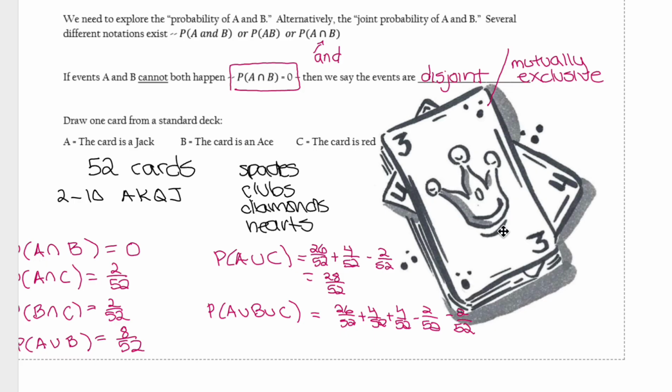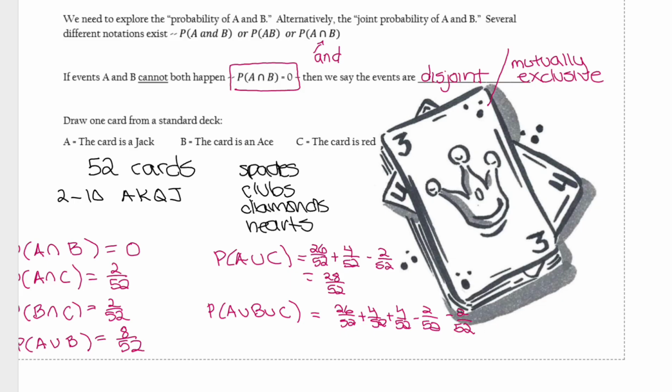Second, let's take a look at the probability of A and C. Now we want a card that is both a jack and red. There are 2 red suits, hearts and diamonds. Each has 1 jack, so there are 2 red jacks. So the probability is 2 out of 52. The probability of B and C, same idea, but now for aces. There are 2 red aces, so the probability is also 2 out of 52. And the probability of A or B. Now we're looking for a card that is a jack or an ace. There are 4 jacks and 4 aces, and none of them overlap. So the total is 4 plus 4 equals 8, and the probability is 8 out of 52.